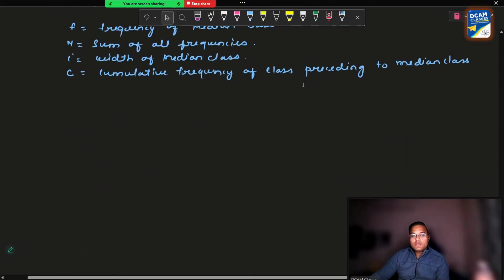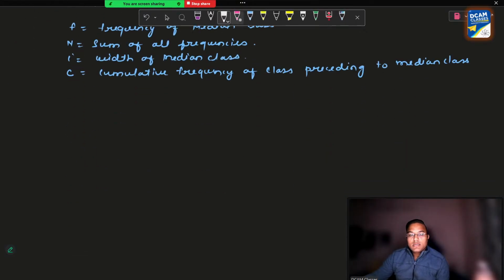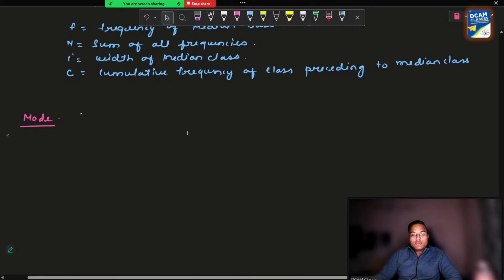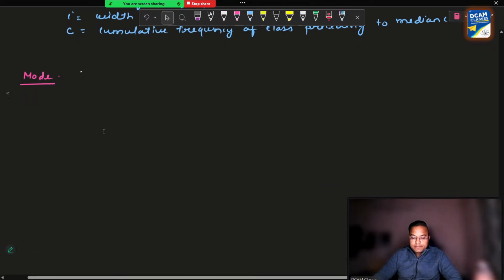Now let's move on to the mode. Today I'll complete mode also. Then in the next class I will move on to the standard deviation and the variance and all. Most of the questions are being asked on that only.